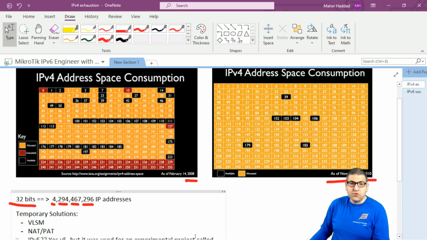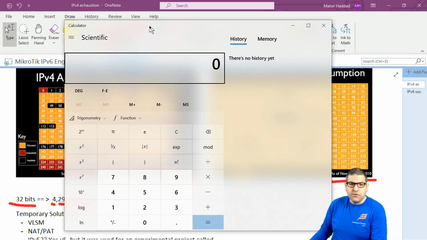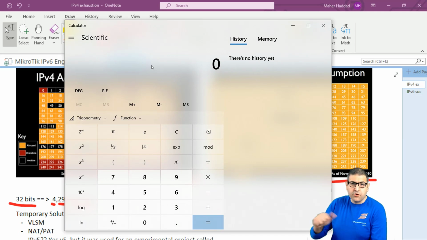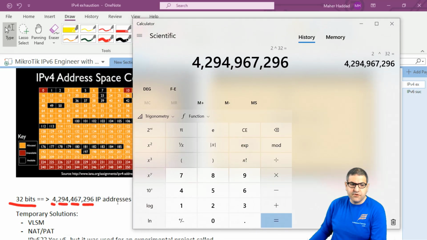And if you want to know how we can get this, I can go to the calculator and show you how I get this number. We said that we have 32 bits, correct? And the bits can be either 0 or 1. So that's the base, that means 2 to the power of 32. Then this gives this number. You see, this is the identical number. What you see here is this one. So that's the maximum that IP version 4 can give us.